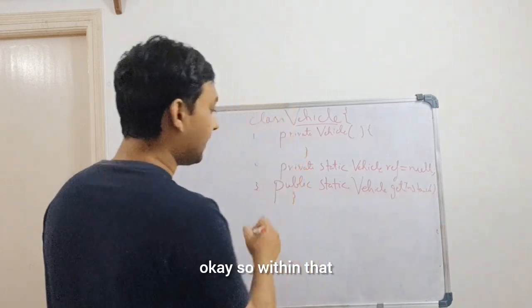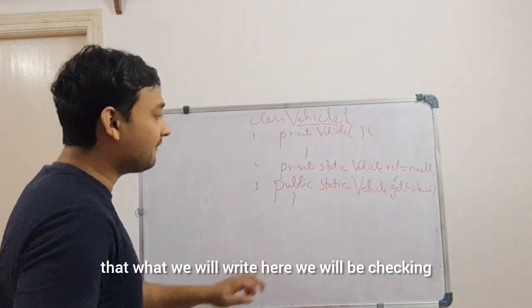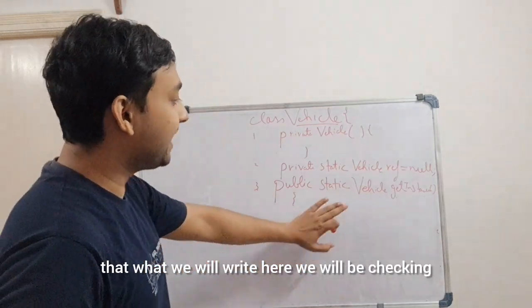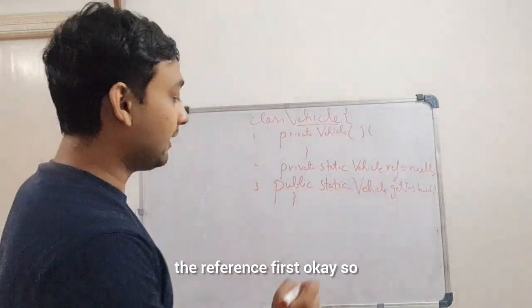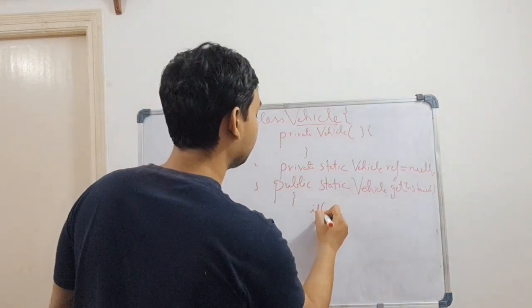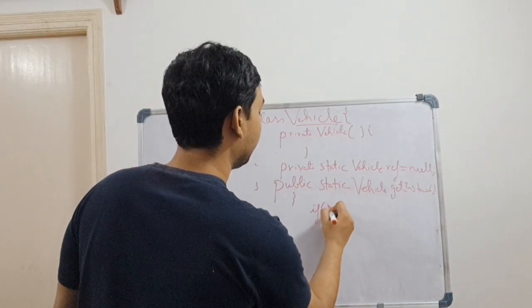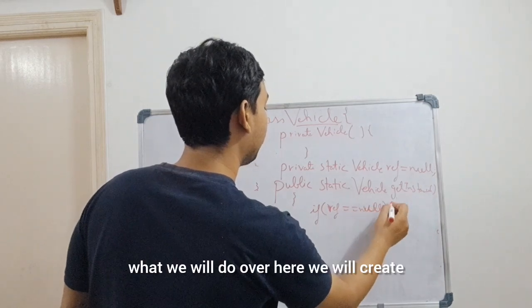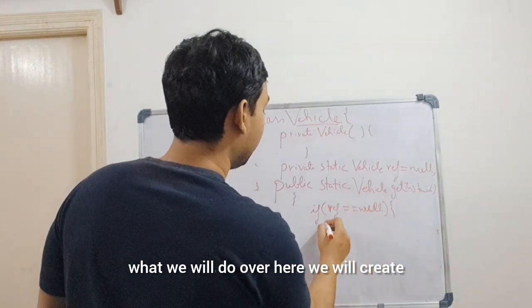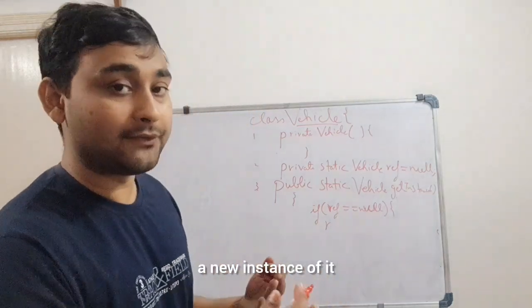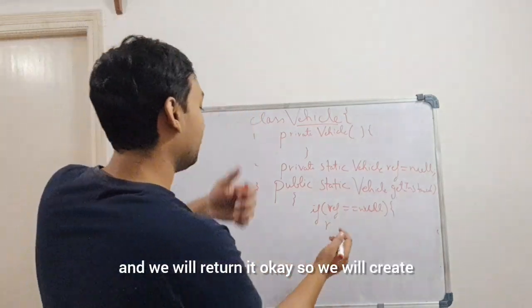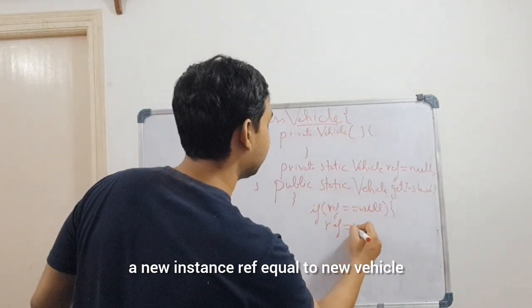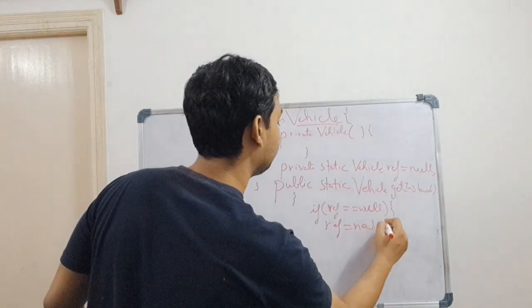Within that, what will we write here? We will be checking the reference first. If reference is null, what will we do over here? We will create a new instance of it and return it. So we will create a new instance, ref equal to new Vehicle.